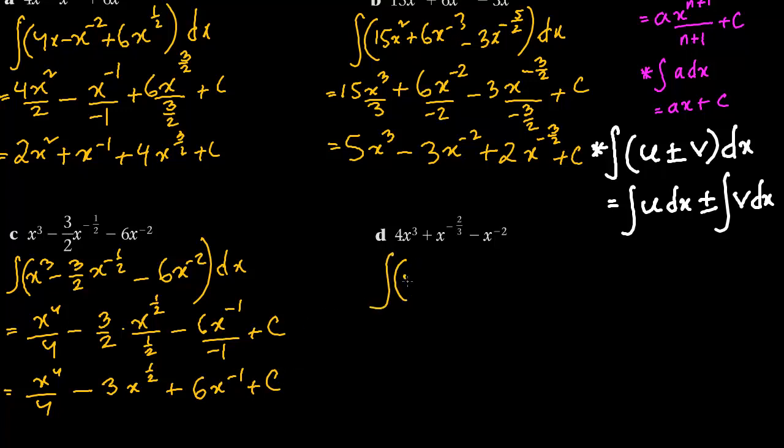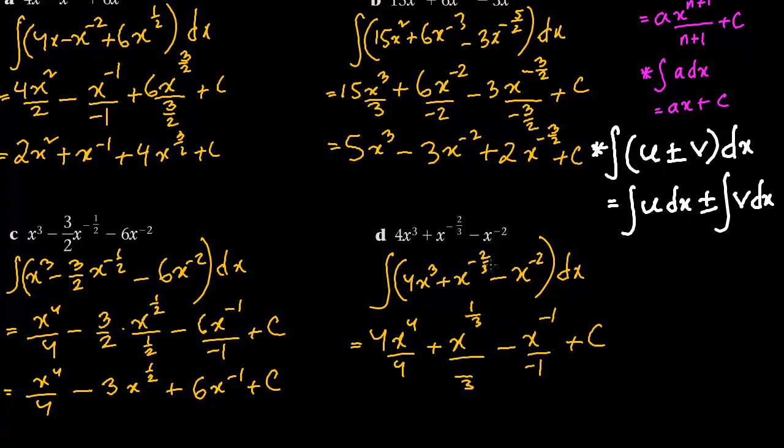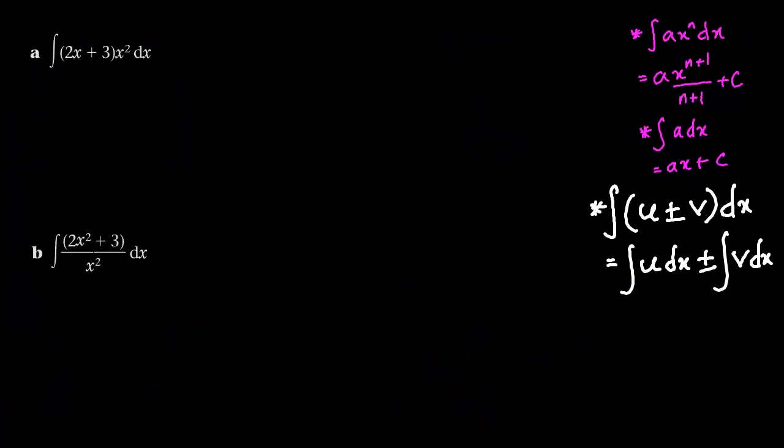The next one is integration of 4x cubed plus x to the power minus 2 by 3 minus x to the power minus 2 dx. So the 4 is the constant, so x cubed becomes x to the power 4 by 4 plus x to the power minus 3 by 2 plus 1. Minus 2 by 3 plus 1 is 1 by 3. Okay, so this would be x to the power 4 plus 1 divided by 1 by 3 is 3. x to the power 1 by 3, minus minus cancels, plus x to the power minus 1 plus c.